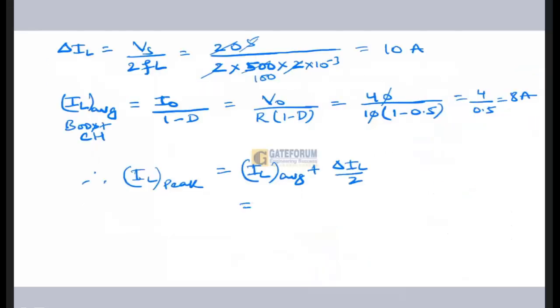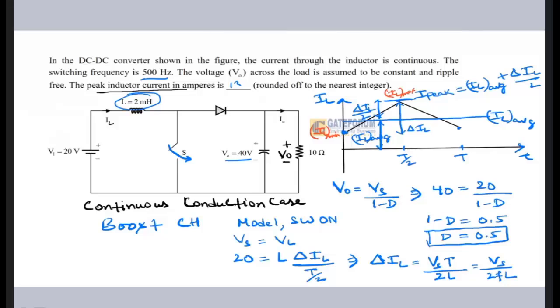So IL average is how much? 8 ampere plus 10 by 2. So 8 plus 5 is 13 ampere. The answer to this question is 13 ampere. The peak inductor current is 13 ampere.